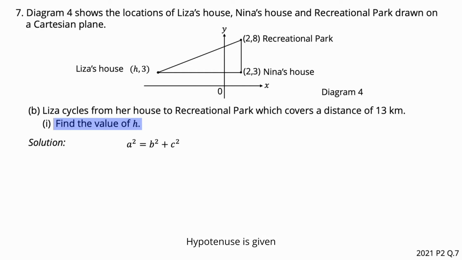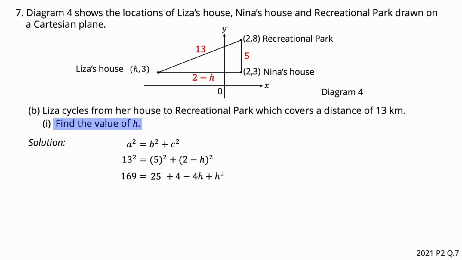Hypotenuse is given 13. The lengths of the other two sides are 8 minus 3 equals 5, and 2 minus h. 13 squared equals 5 squared plus (2 minus h) squared. 13 squared is 169. 5 squared is 25. And expand (2 minus h) squared: 4 minus 4h plus h squared.